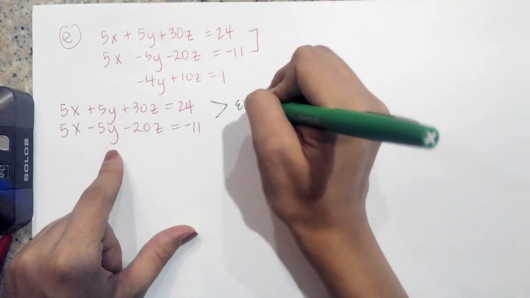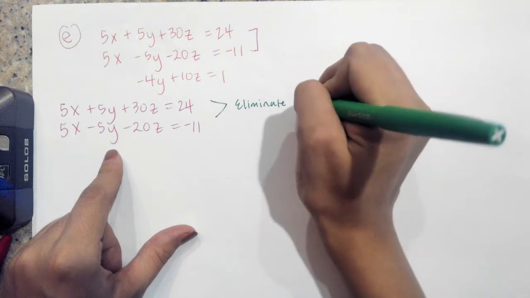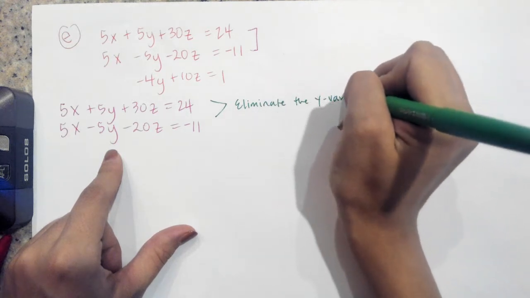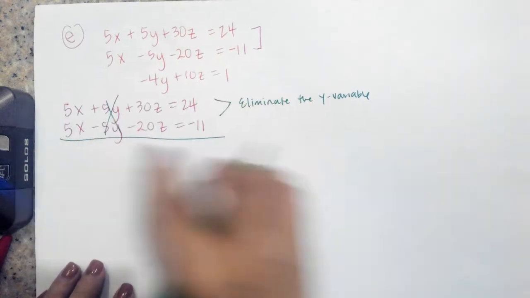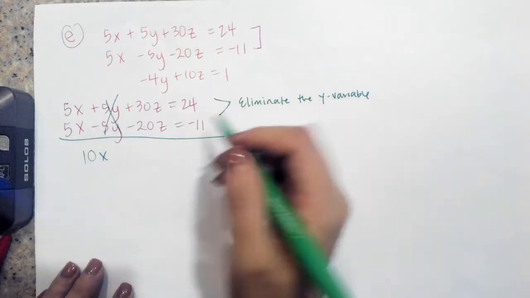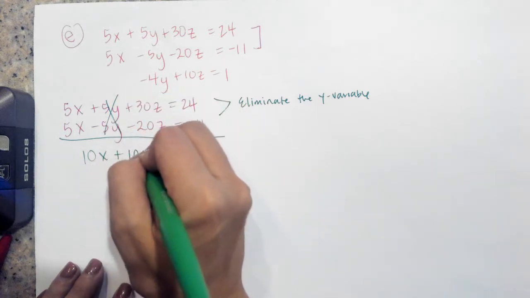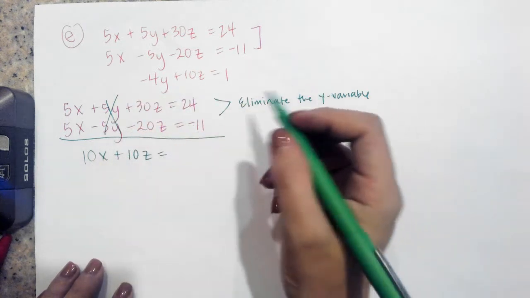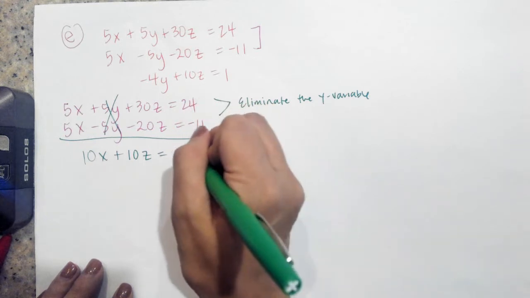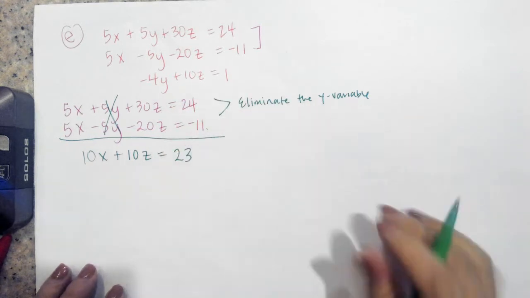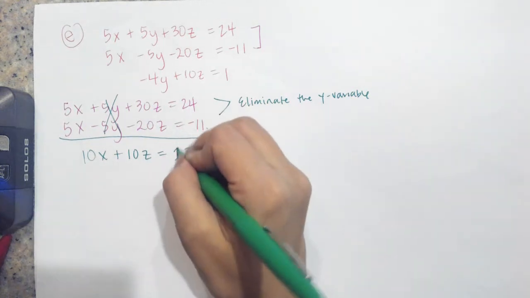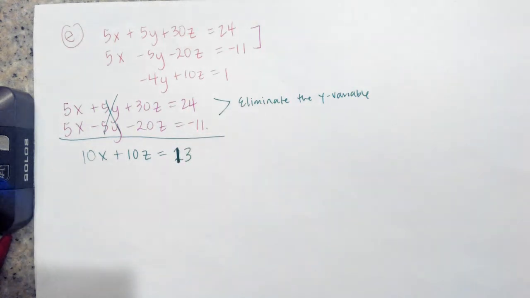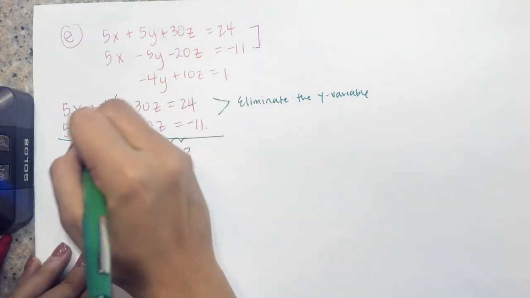So I'm going to eliminate the y variable. So these guys cancel, and then I'm just going to add down. So 5 and 5 is 10x. 30 minus 20 is 10z. 24 minus 11 is 4 minus 1 is 3. 2 minus 1 is 2. So 23. I mean 13. Sorry, I can't math today. 13. Alright, so this is my first bubble equation.